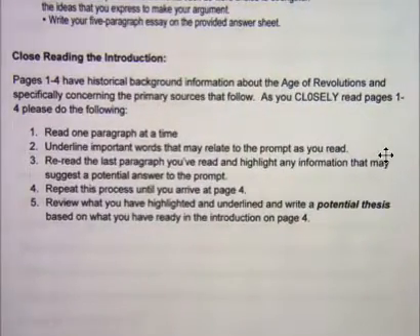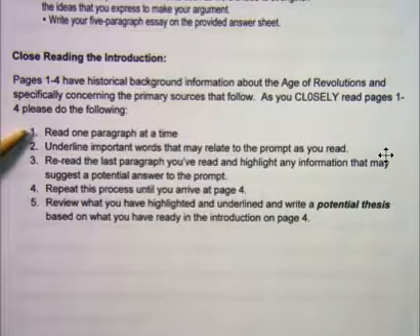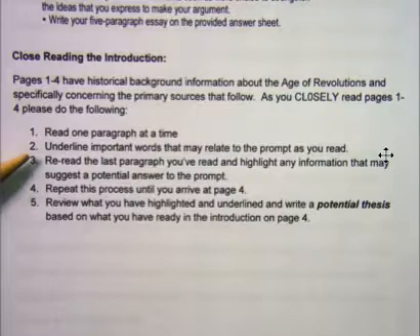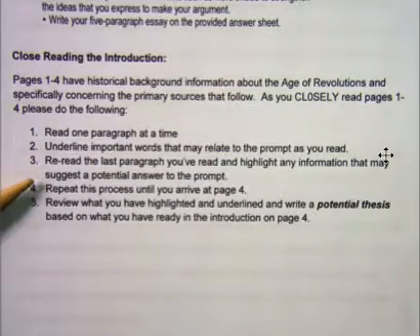And in order to closely read the background information, we're going to follow this process that's outlined here. First thing, we're going to read one paragraph at a time. We're going to underline important words that may relate to the prompt. Once we've read it once, we're going to reread and see if we can highlight anything that might suggest a potential answer to the prompt.